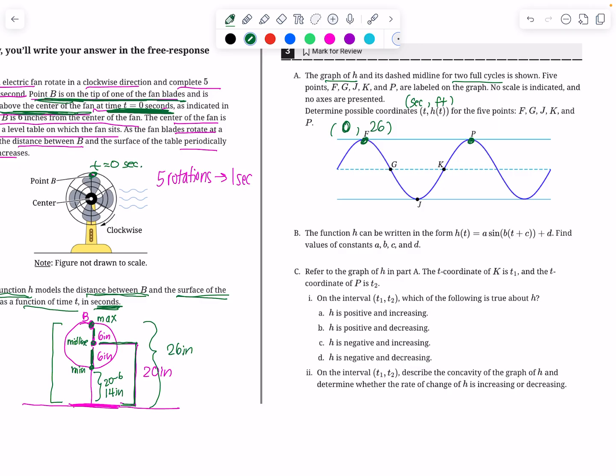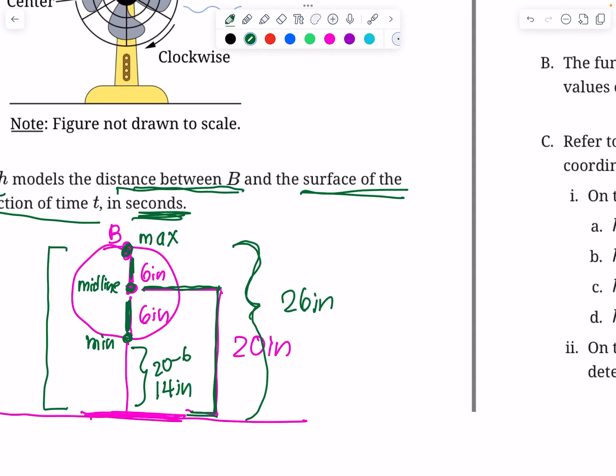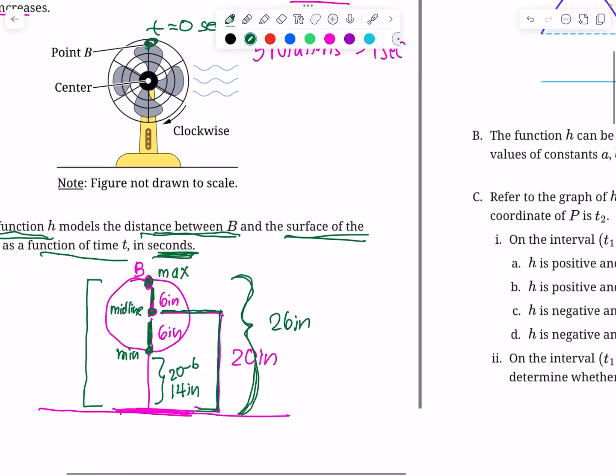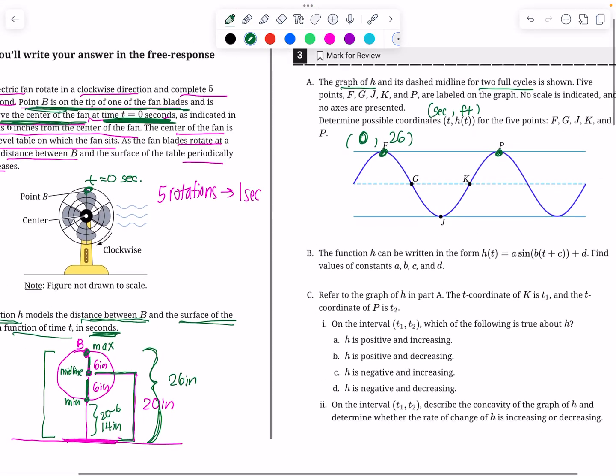Okay? The reason why we said 26 is that you look at this picture here. B was at its maximum, 26. Oh, I keep writing feet. Oh, no, inches. Inches is correct. So this is inches. I'm sorry. Okay, so we got 0, 26 could be a possible coordinate for F.